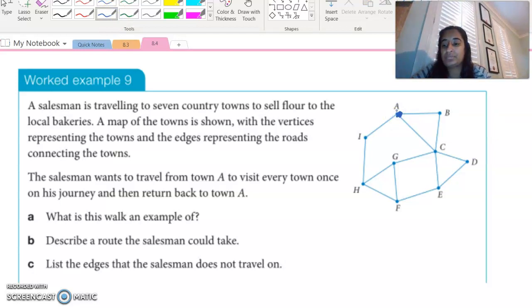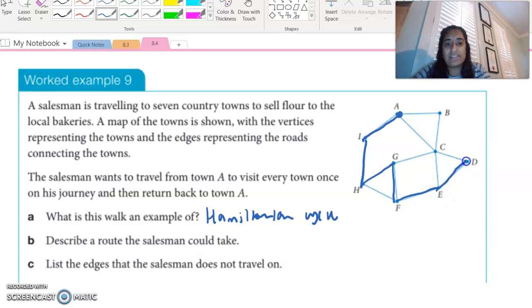What kind of walk? So if he wants to go to every vertex once, and he wants to return to the same one that he started at, looking at our rules above, that is going to be a Hamiltonian cycle, okay? And then we have to describe a route that this salesman would want to take. So looking at that, if I start at A, again, trial and error. So let's go A to I, let's go to H, maybe G, let's go to F, E, maybe go this way to D, to C, to B, to A, and we did it.